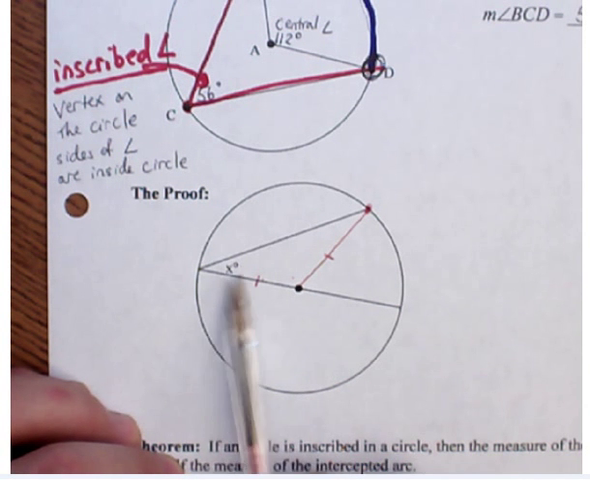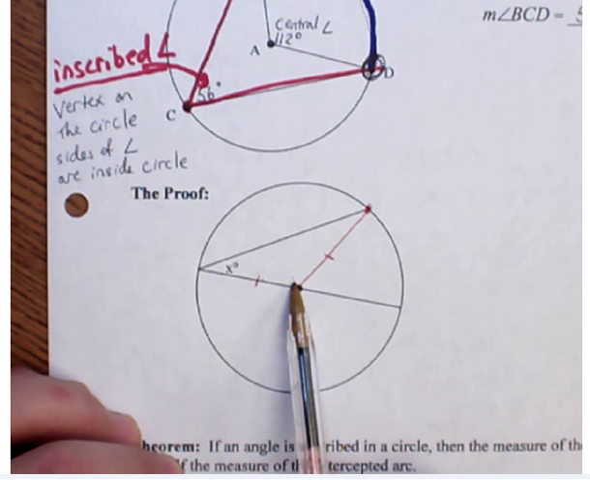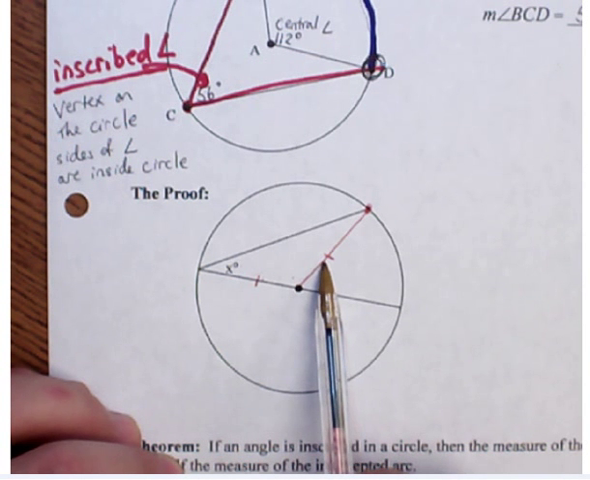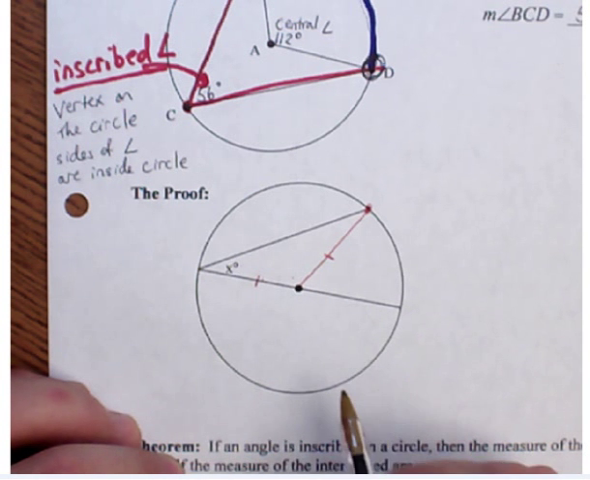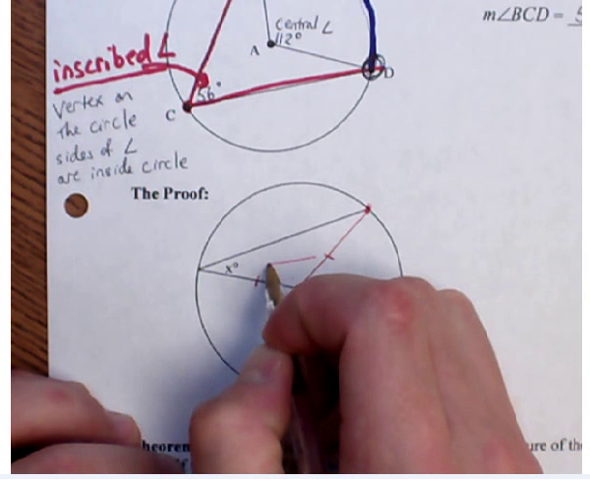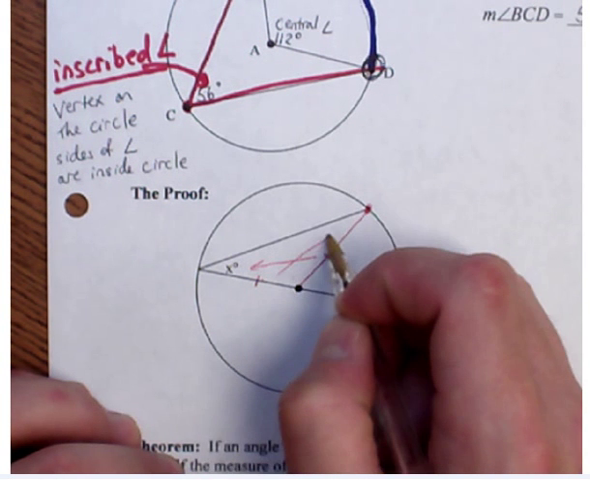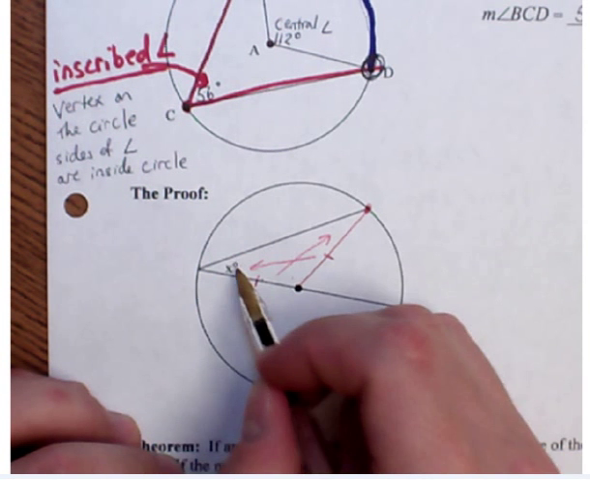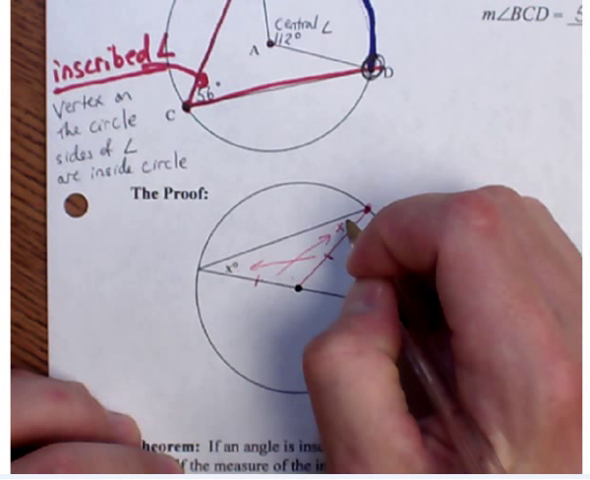So what kind of triangle is this where two sides are congruent? It's isosceles. In an isosceles triangle, if you have two congruent sides, then you know that the opposite angles have to be congruent. So if this measure is x degrees, this measure is x degrees.